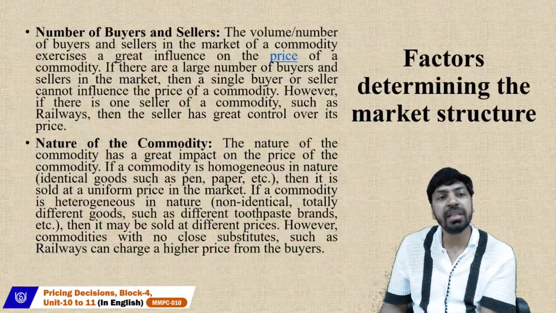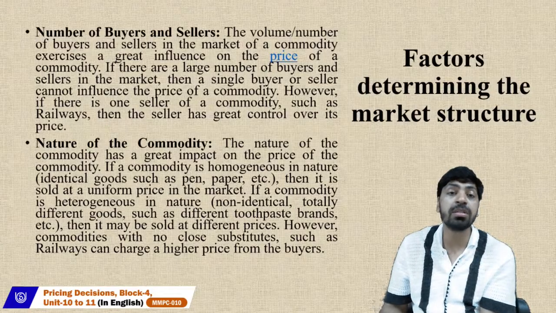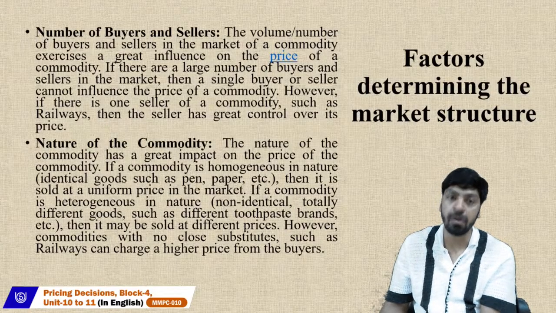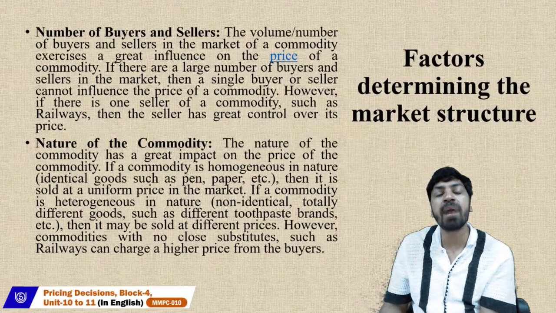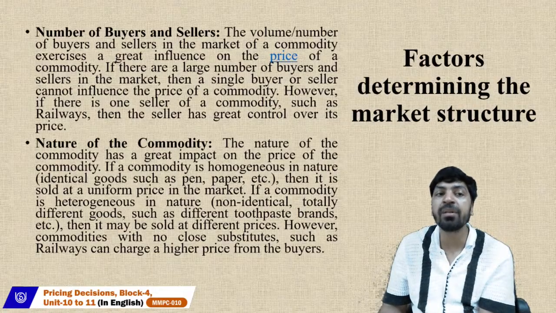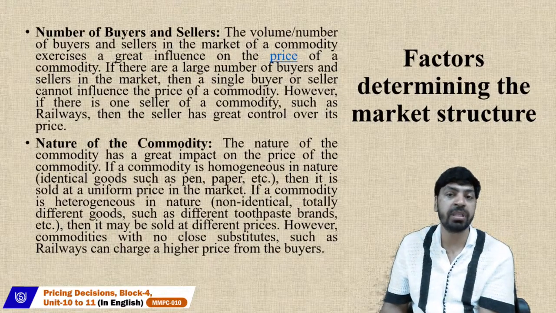The first one is the number of buyers and sellers. The volume and number of buyers and sellers in the market of a commodity have a huge influence on the price of a commodity. If there are a large number of buyers and sellers in the market, then a single buyer or seller cannot influence the price of a commodity.